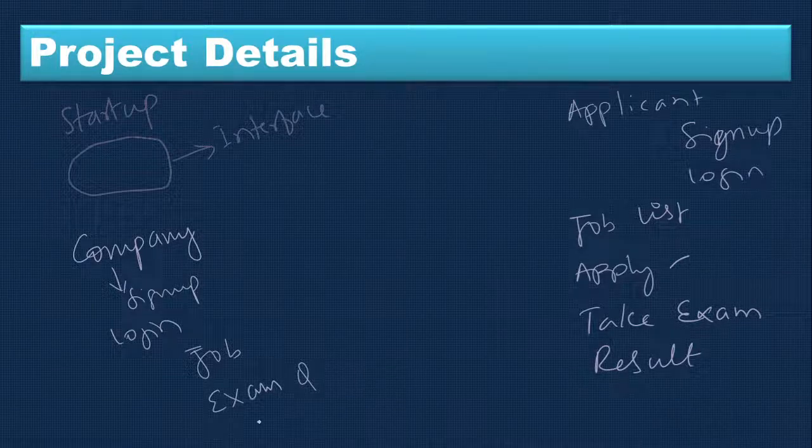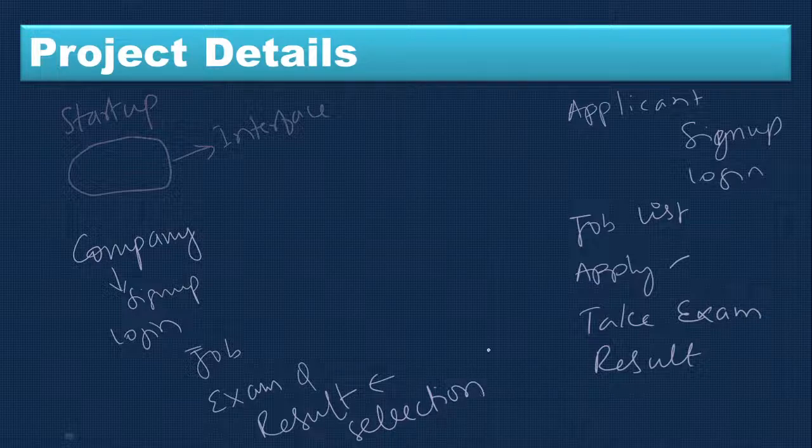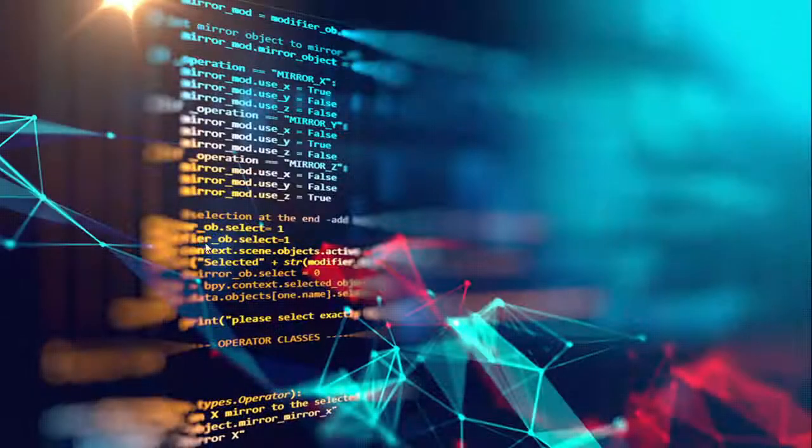Even the company can see the result. Based on the result, they can do the selection: a first round selection, second round selection, or the final selection. Once you are selected, you will receive a message. That's how we can communicate between the applicant and the company. So I'll show the demo now.